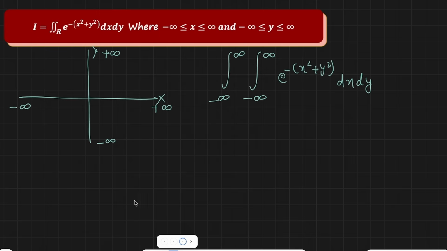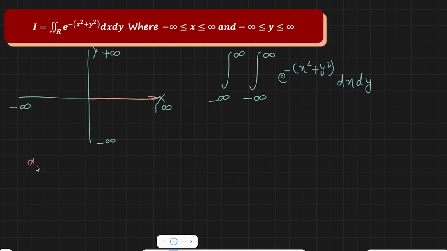But I will convert this into polar coordinates. How can I convert this into polar coordinates? It is very easy. Now see, when it is infinity, what is the radius of my region? The radius is infinity, and this will be covered in the circle. This will be the circle of infinity radius.